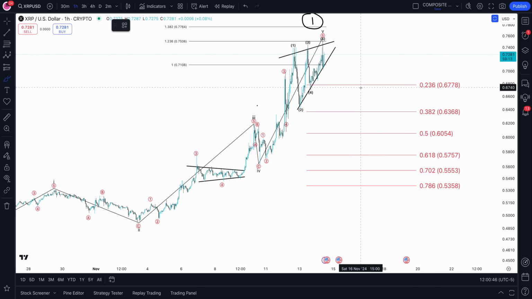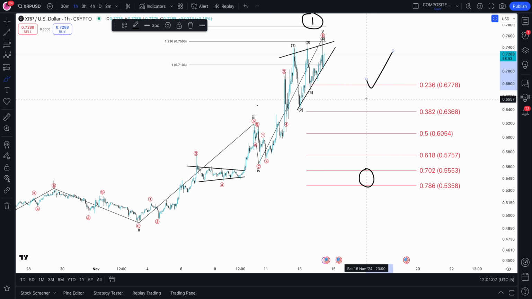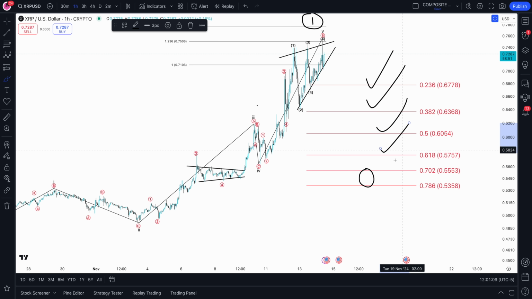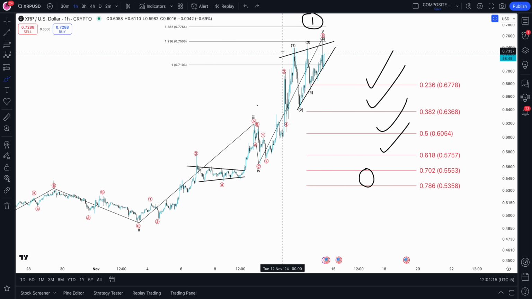Now you'd want to DCA at all of these fibs over here, okay? But knowing how XRP operates, it loves this 702, 786. So I wouldn't be surprised if it comes down here. I'm just pointing out the possibility. It can bounce at any of these fibs here, right? If we get the breakdown. If not, that's fine as well.